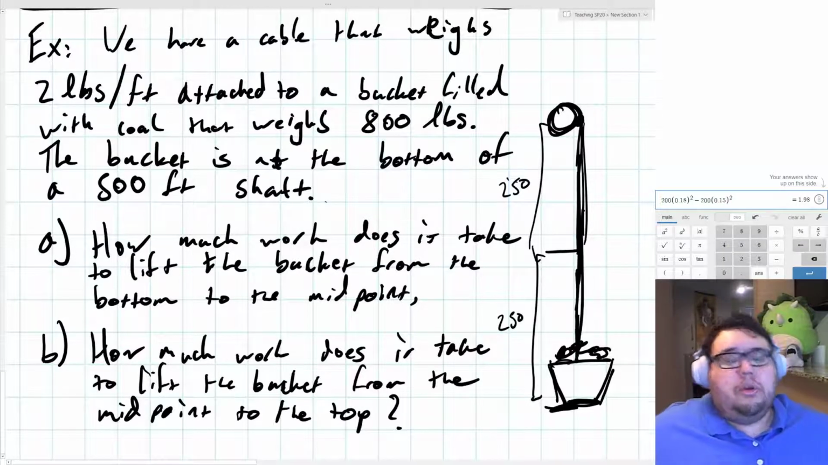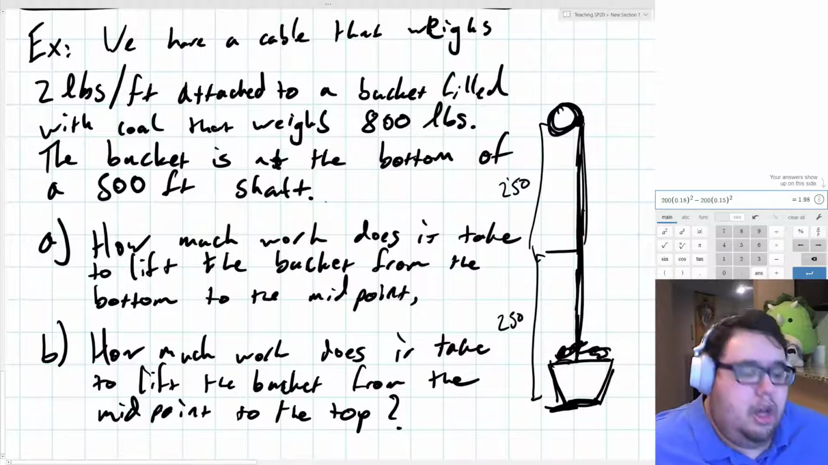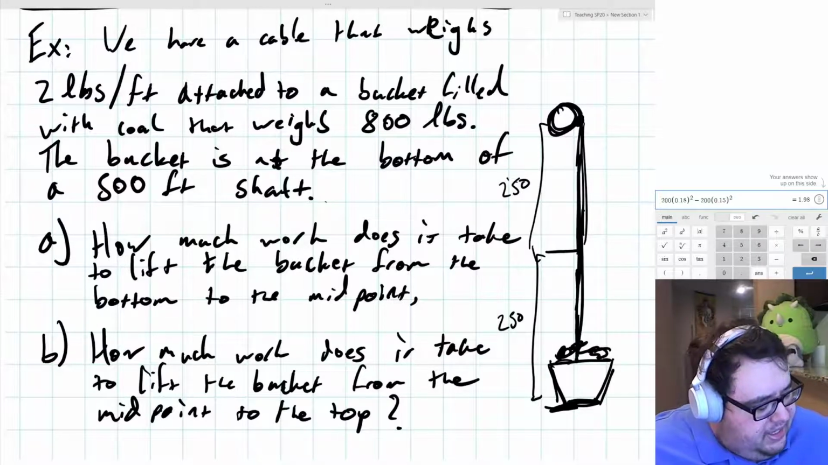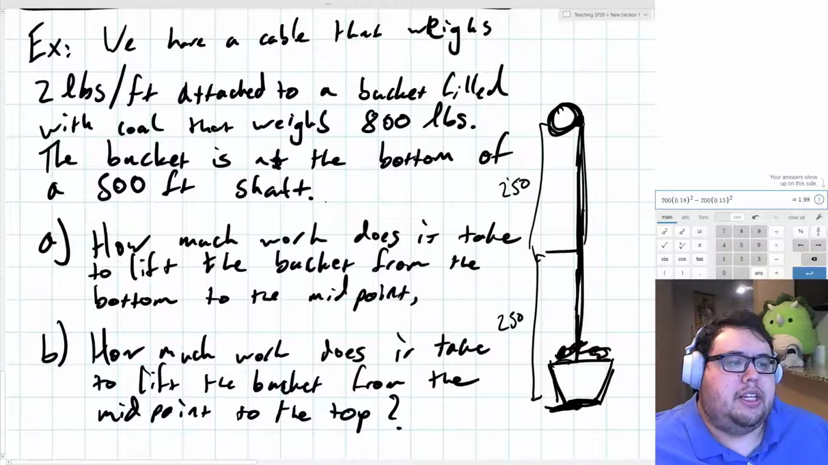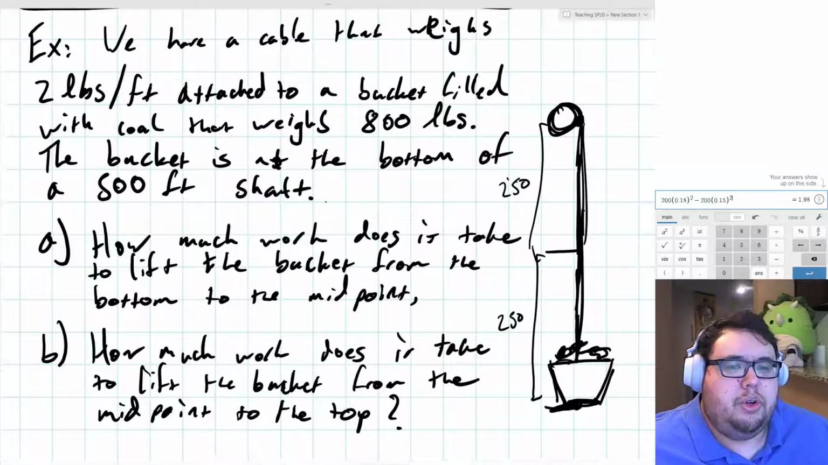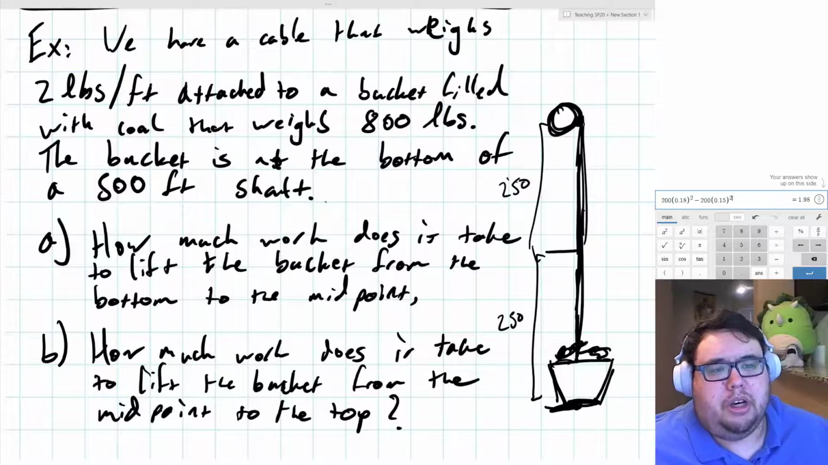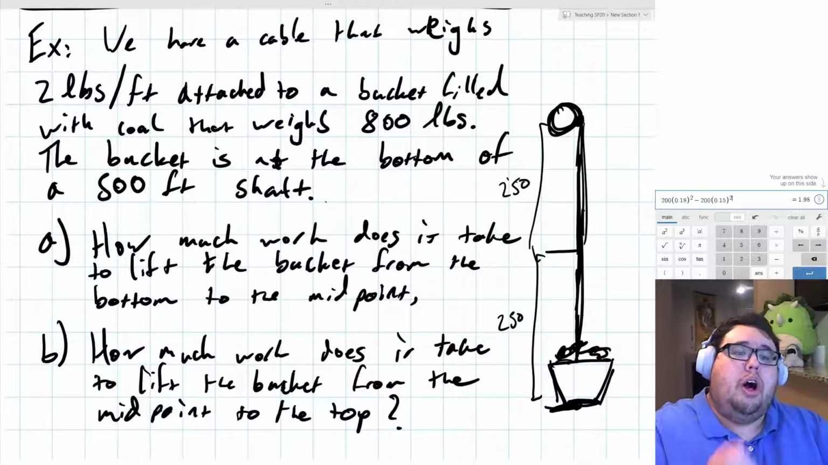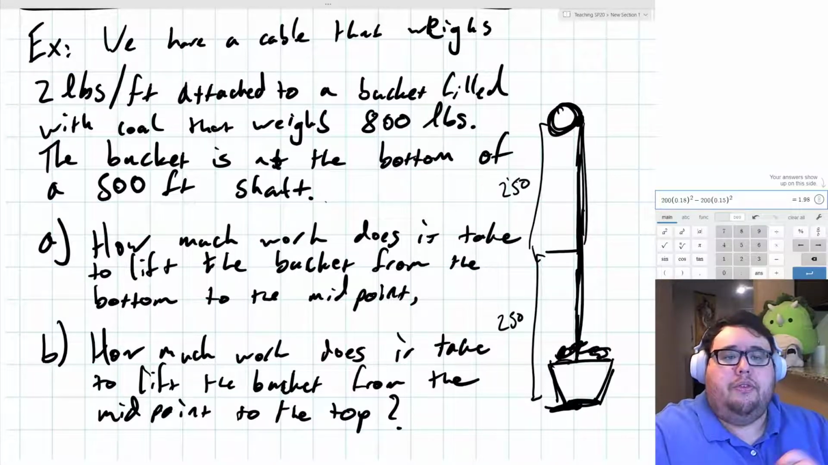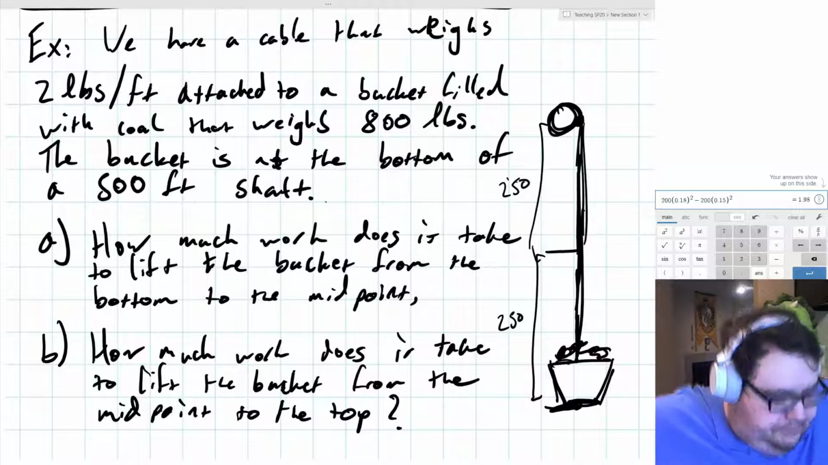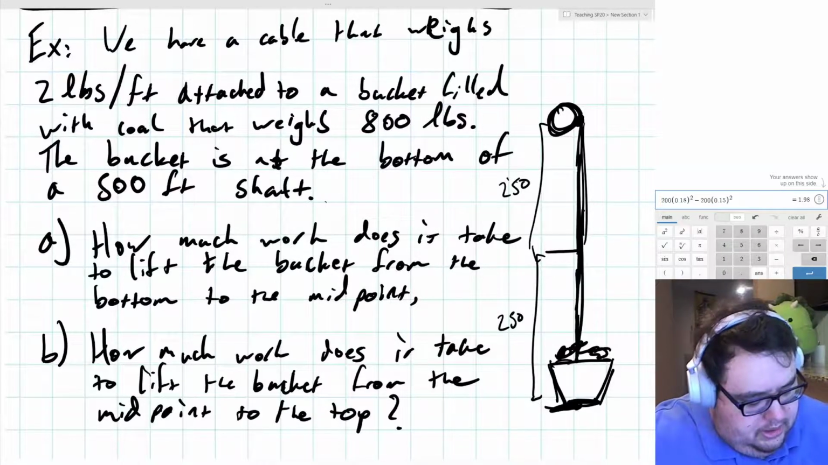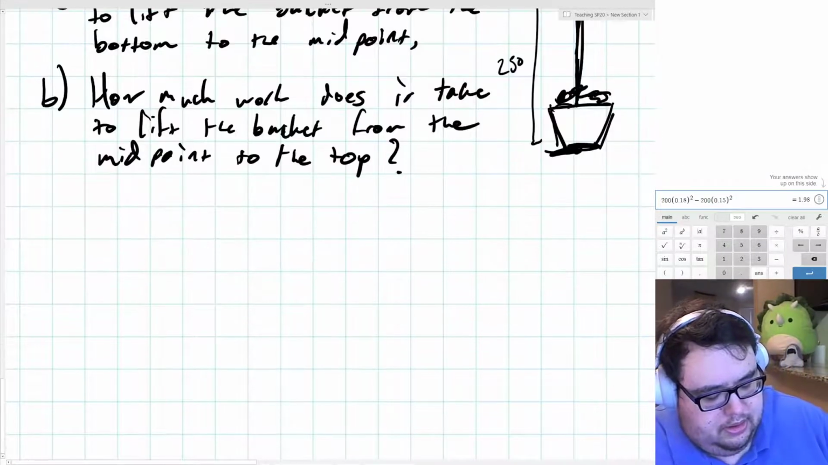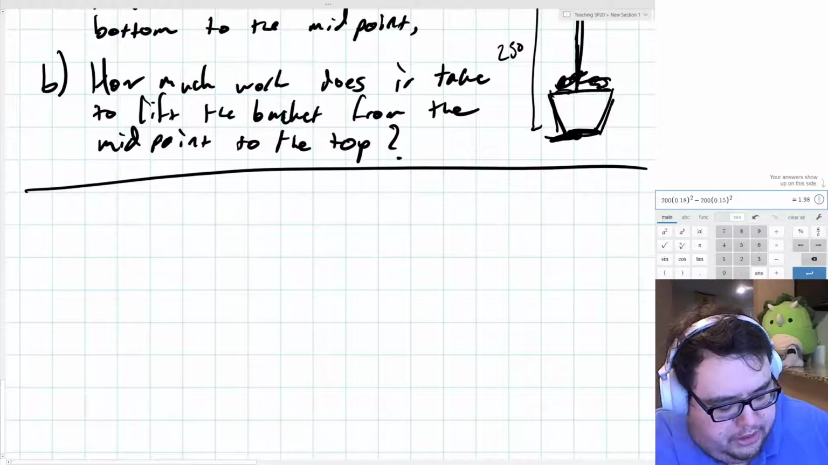So the mass will not be constant here, because at the very beginning, we do need to lift the entirety of the cable. But by the time we're halfway through, half of the cable will be up above. We won't have to lift that half of the cable. So the amount of mass that we're trying to pull up is decreasing the further we pull it up. So we need to parameterize.